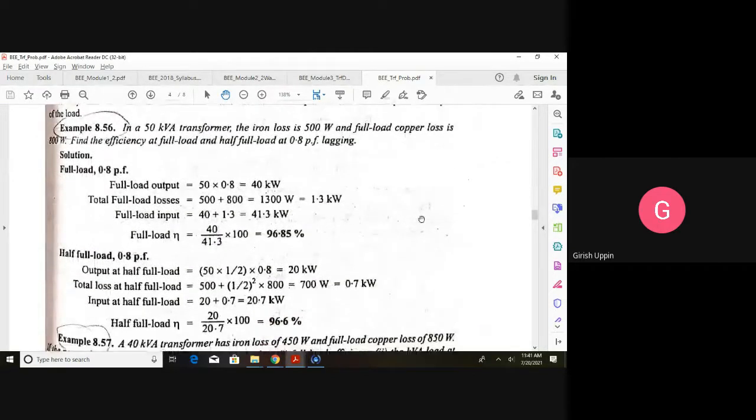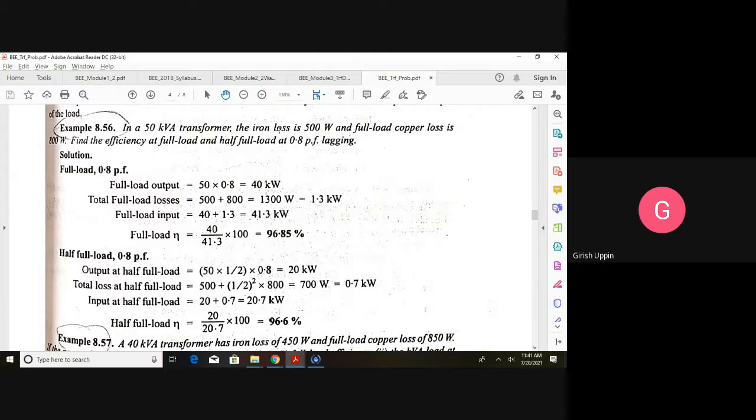Based on the efficiency, you can see here we have a 50 kVA transformer. This is the full load VA. Iron loss is 500, so this is PI, 500 watt. Full load copper loss, this is PCFL, 800 watt. You have to identify these correctly, then it becomes very simple. Find the efficiency at full load and half of full load at 0.8 power factor. Power factor is given as 0.8.